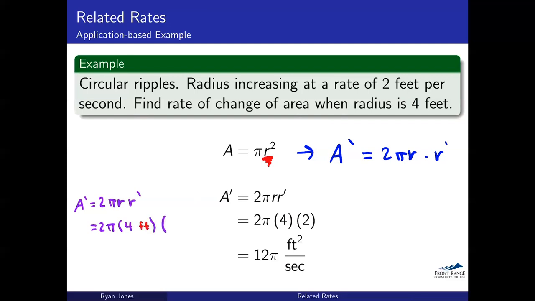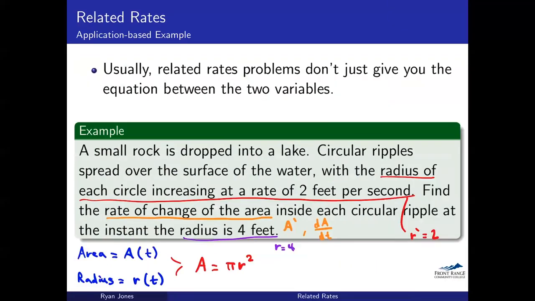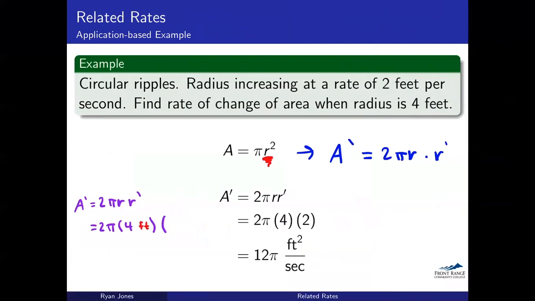r prime, let's go back here. r prime was 2, remember? And you'll notice that I say 2 feet per second. So that feet per second right there is huge. That tells me that r prime has a value of 2, but the units are feet per second. So now if I just do my multiplication here, I end up still with 2 times pi times 4 times 2, which is my 12 pi. But then my units are feet times feet, which are feet squared, divided by second. And that's how I got my units that way.